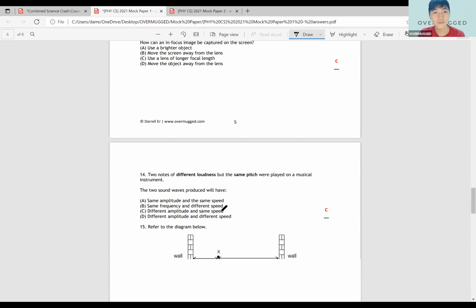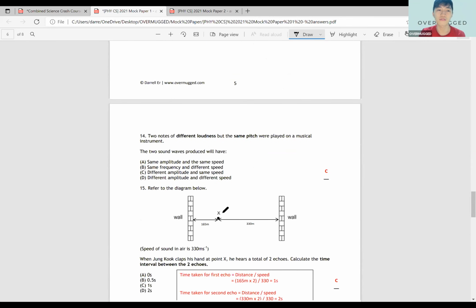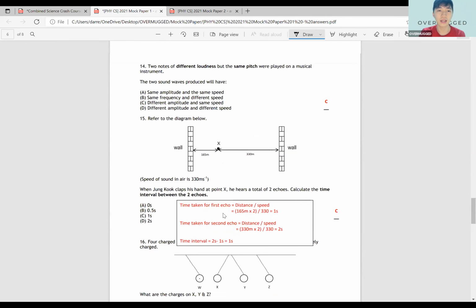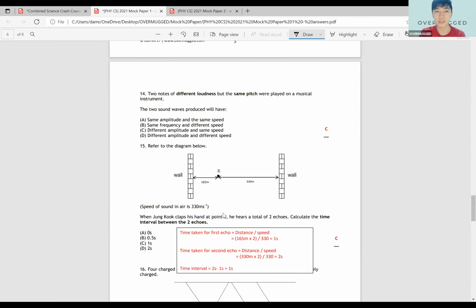Okay, question 14, loudness and pitch. This is one of the most classic questions. Loudness is determined by amplitude, pitch is determined by frequency. So what does different loudness mean? It means different amplitude. Same pitch means same frequency. Since V equals F lambda, if my frequency is the same, I will have the same speed. Okay, that's about it.